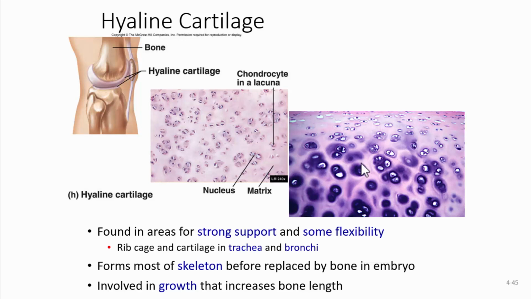And it's going to form most of the skeleton before being replaced by bone in the embryo. So it forms a model, what we call a hyaline cartilage model. And then that's the template that the bones start replacing the cartilage at these primary growth plates and secondary growth plates. And again, eventually there's just a little bit of hyaline cartilage left, and that's what we find on the ends of the long bones. We call that articular cartilage.